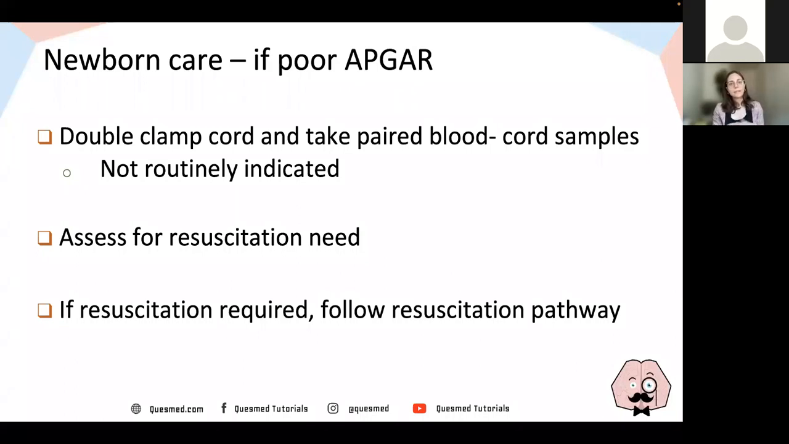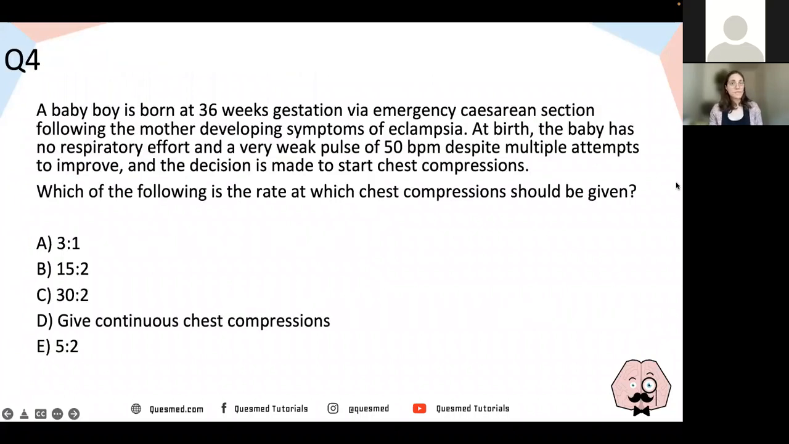And then again, assess if the baby needs any resuscitation. Why is it that the APGAR is poor? And if you do need resuscitation, as you've judged as part of your assessment, then you'll be following the resuscitation pathway, which moves us on to the next question.